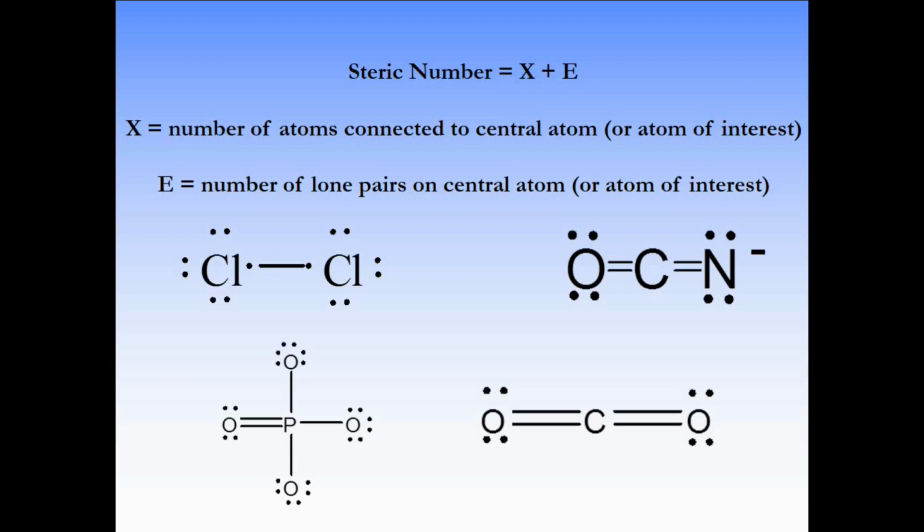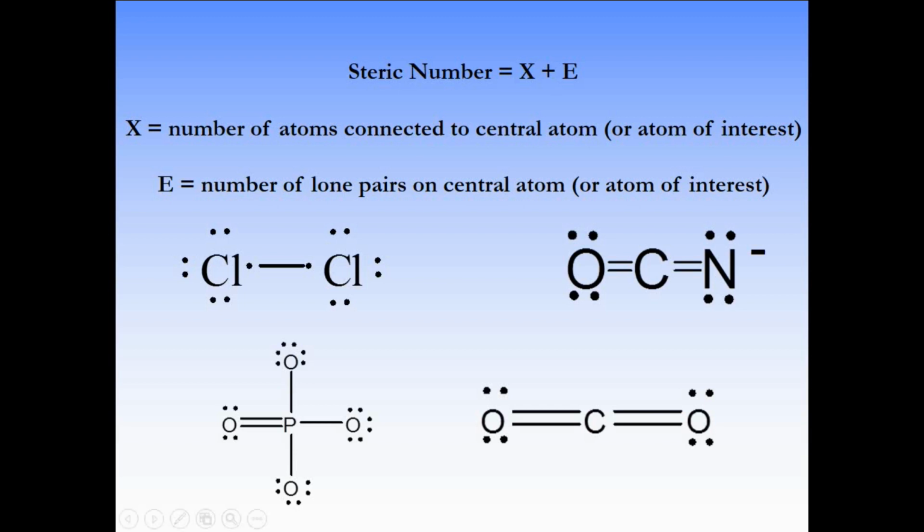So if we write it as an equation, S, the steric number, is X plus E, where X is the number of atoms that are going to be attached to the atom that you're interested in, and E is going to be the number of lone pairs attached to the atom that you're interested in.